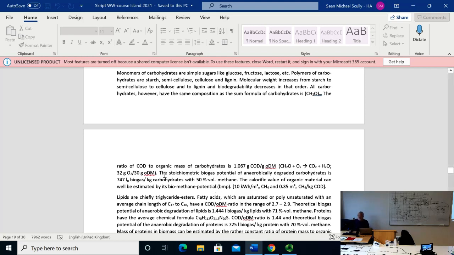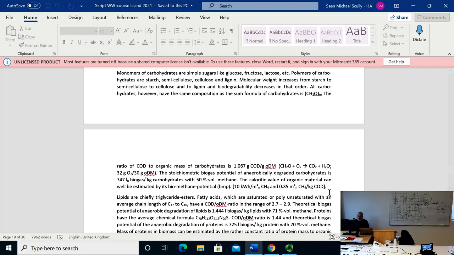And the stoichiometric biogas potential of anaerobically degraded carbohydrates, well, we had that. So the calorific value of organic material can well be estimated by its biomethane potential, BMP. And we can consider 10 kilowatt hours per cubic meter of methane. And you can see 0.35 cubic meter of methane per kilogram of COD anaerobically degraded.